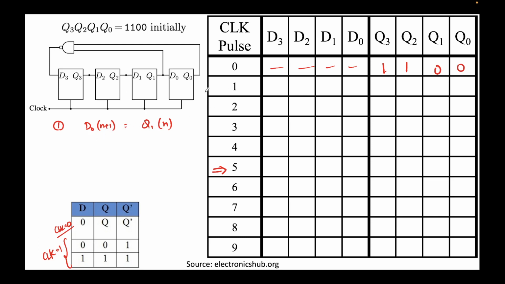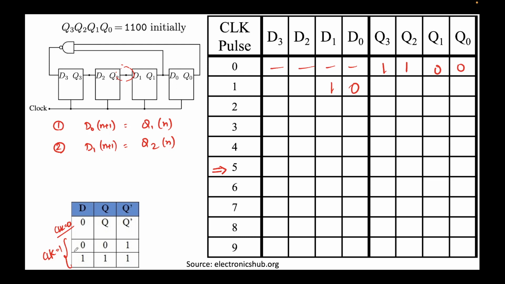D0 of the next clock pulse will be nothing but Q1 of the previous. Q1 of the previous was 0, so I write 0 here. Similarly, D1 in the next clock cycle is nothing but Q2 of the previous. This is the wire. So D1 is nothing but Q2. This Q2 is 1, so this will be 1 here.